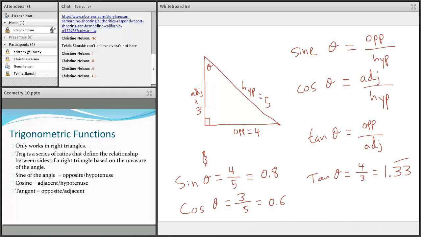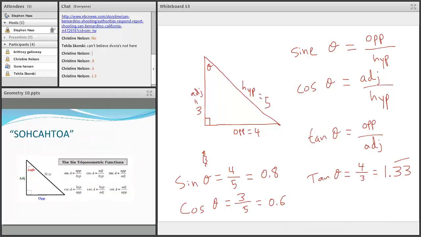And the reason why this is important is because if you know the sine or the cosine or the tangent, you can then turn around and figure out what the angle is, what the angle of theta happens to be. We don't know what the angle is yet, but using trigonometry, we can find it out. And actually, let me get to that in a minute.